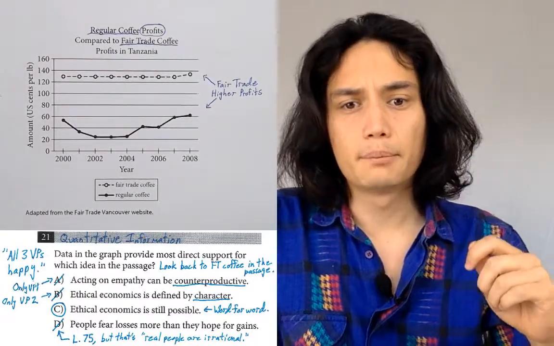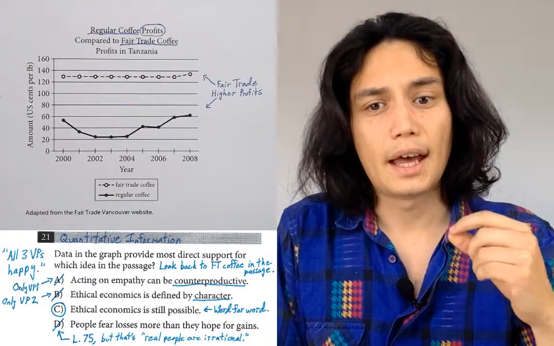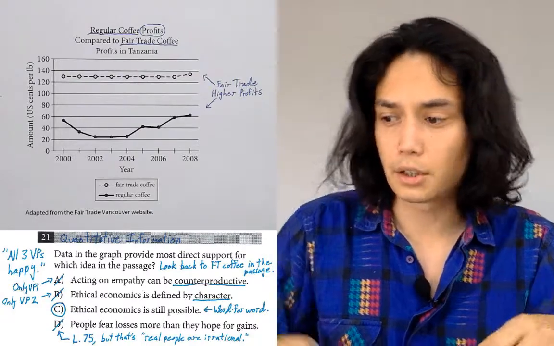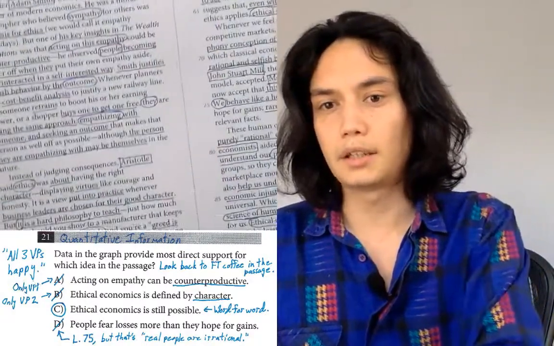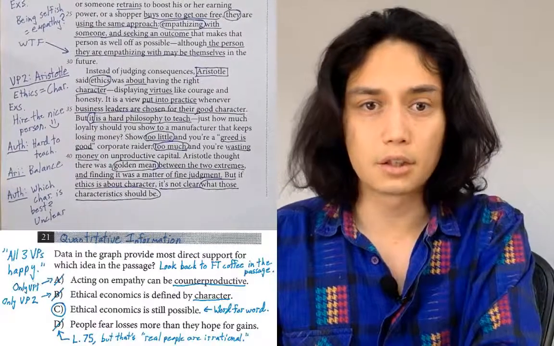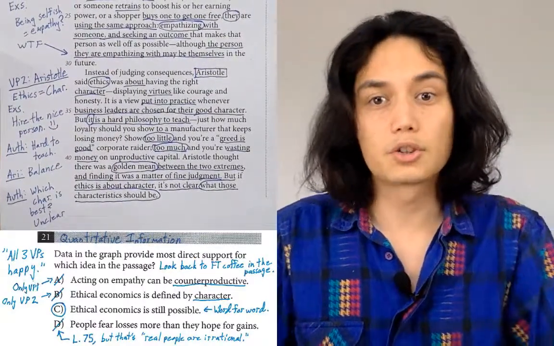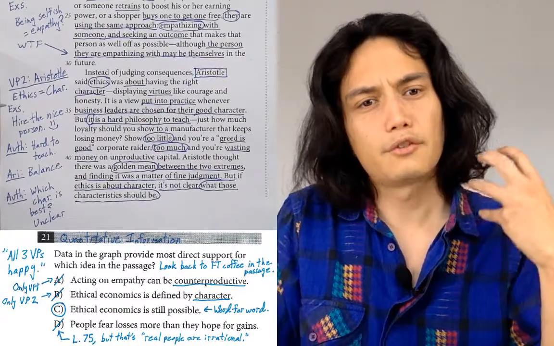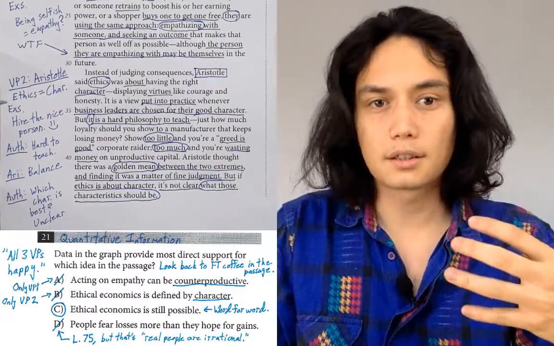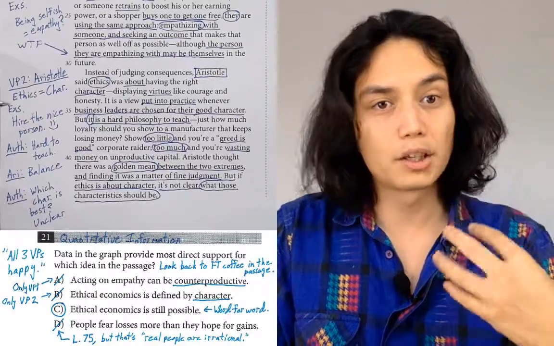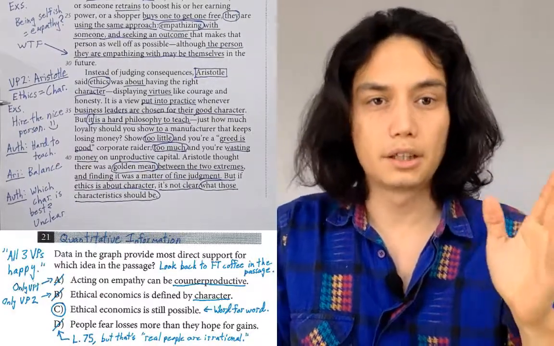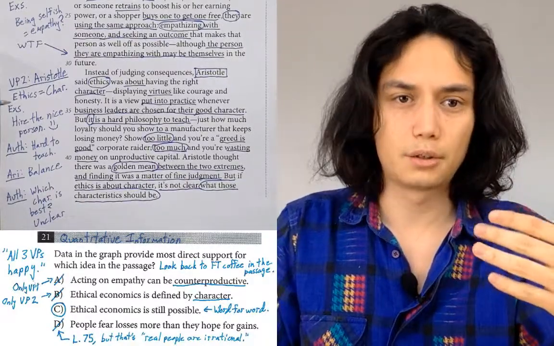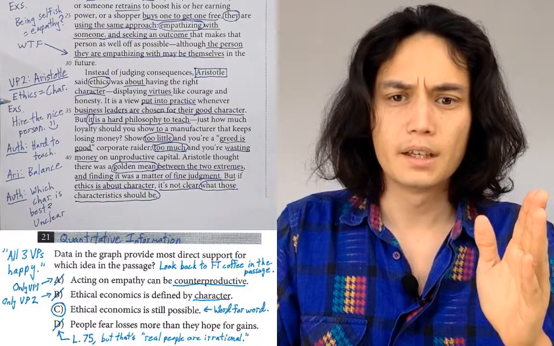Data in the graph provide the most direct support for the claim that ethical economics is defined by character. All right, now, this is wrong in a pretty parallel way to answer choice A, where it's the kind of thing that you might remember from the passage. Aristotle is the person who defines ethics based on character. But again, the fair trade coffee example isn't part of the author saying, oh, I agree with Aristotle. In fact, I think ethical economics is defined by character. It's not defined by the other stuff. Character is the one that wins. Aristotle's the one that wins. Character is the way to go.